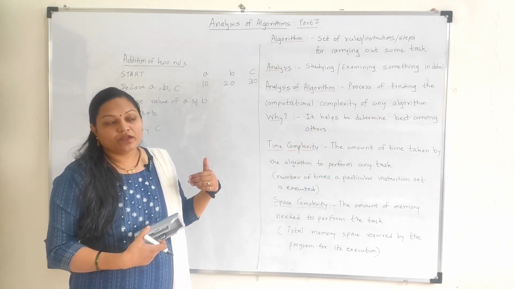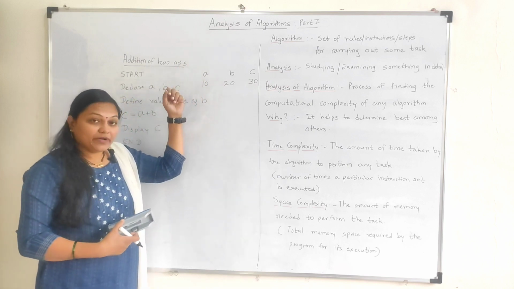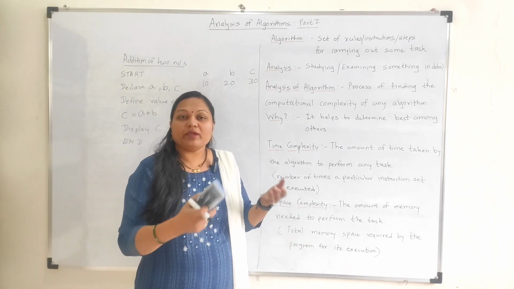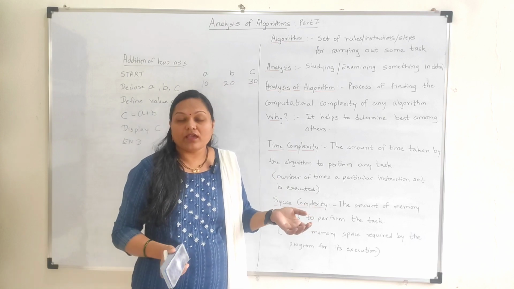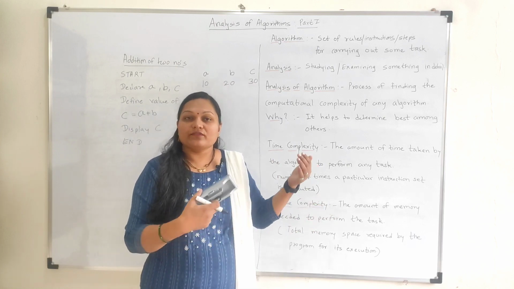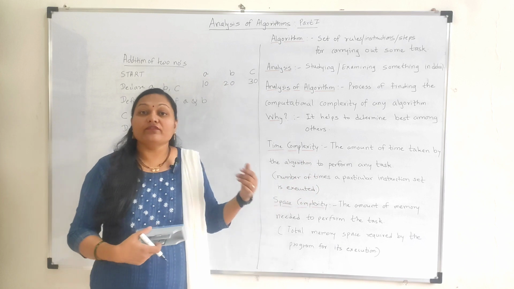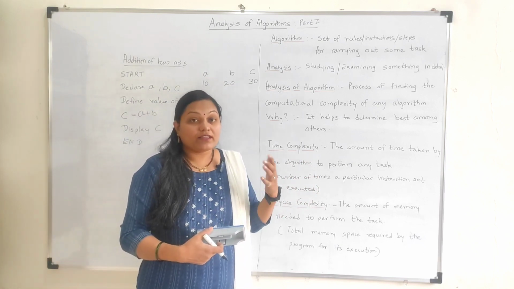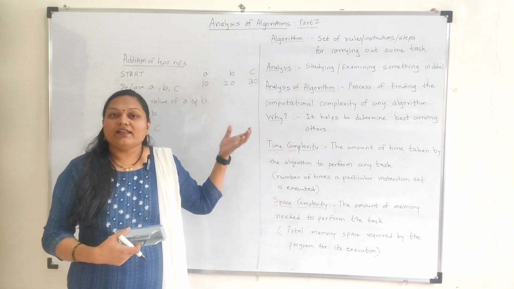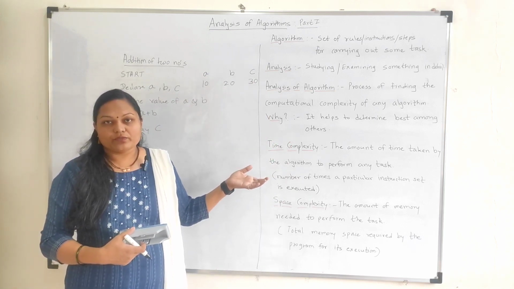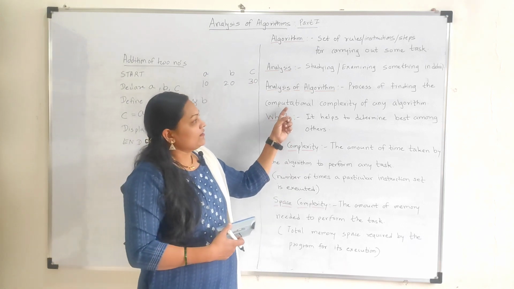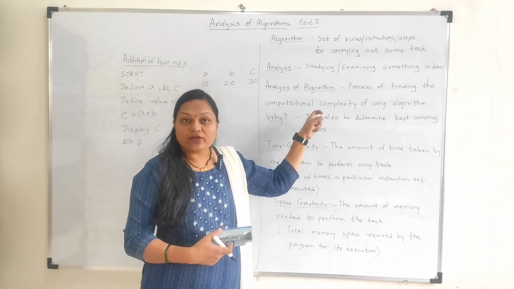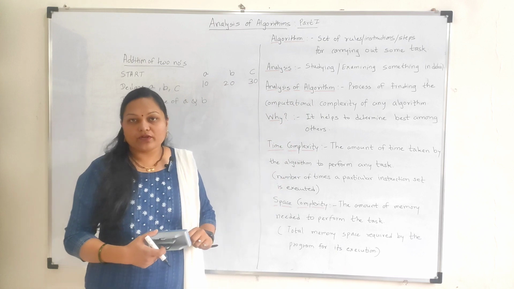of algorithm. So for performing any particular task, there may be different algorithms, there may be different ways. From all those different algorithms, we need to find out which one is the best, and for that purpose we require analysis of algorithm. So as defined, we need to find out the computational complexity of the algorithm in analysis of algorithm.